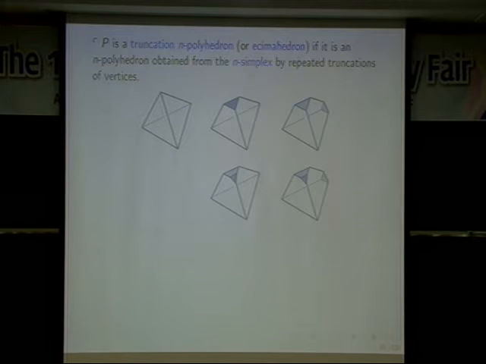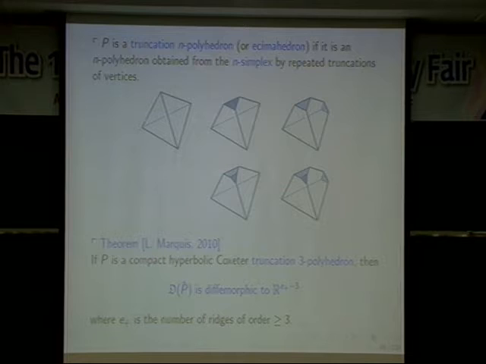Okay, in this case, Ludovic Marquis proved that if P is a compact hyperbolic Coxeter truncation 3-polyhedron, then the deformation space is just an open set of dimension E plus minus 3. Here, E plus is the number of ridges of order greater than or equal to 3.